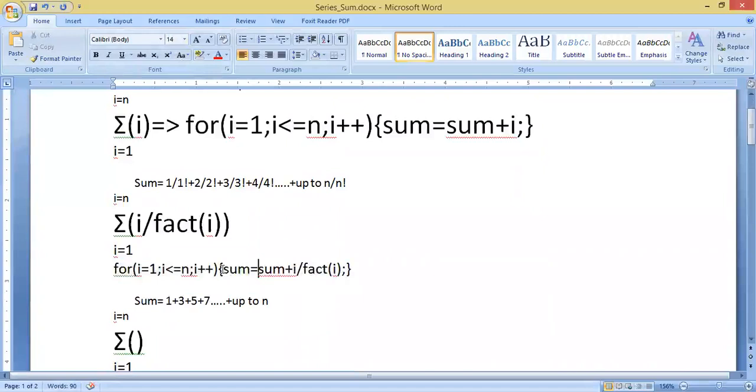Font size is visible. If anything is invisible, I'll increase the font size immediately. This i is visible. i is equal to n. i is equal to 1. Okay, everything is okay.